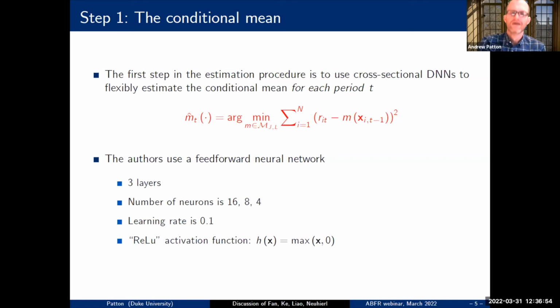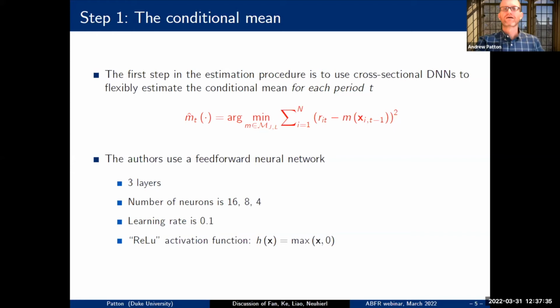The number of neurons here has been increased relative to the version I saw. So the authors estimate this conditional mean function in the class of deep neural nets with J layers and L neurons. They use a three layer neural net. The number of neurons I think is now 32, 16, and 8, so it's a doubling of this. They use a standard ReLU, the rectified linear unit, essentially the hockey stick function, as the activation function. This part is, I think, relatively standard by now. It wasn't standard 5 years ago perhaps in finance, but now this is looking pretty standard.